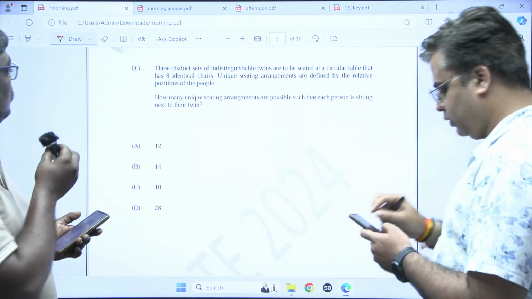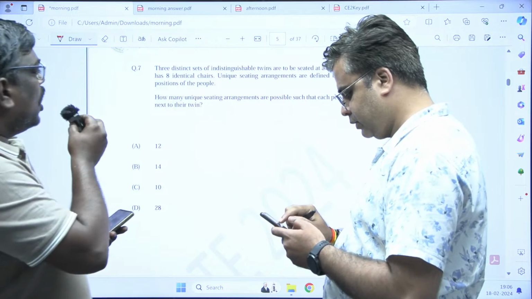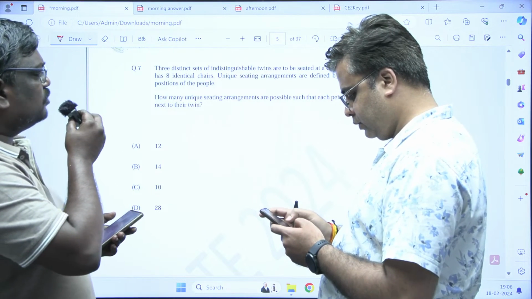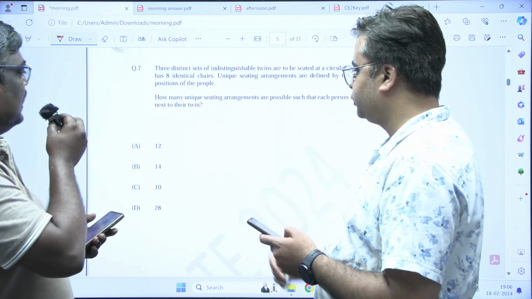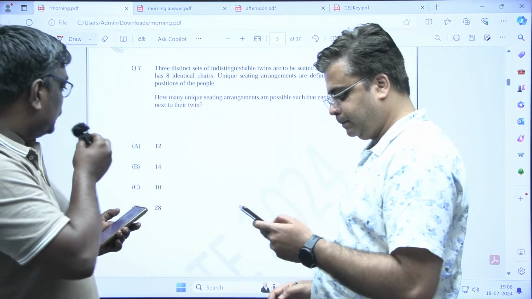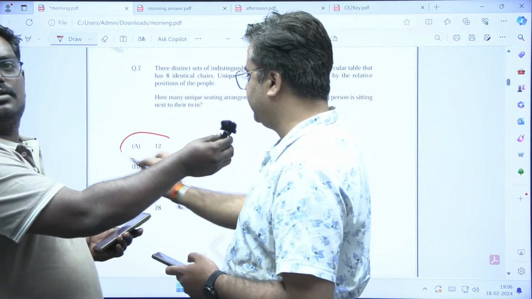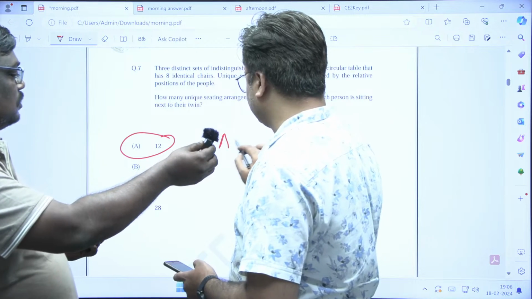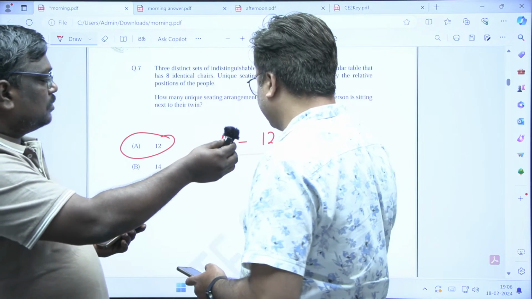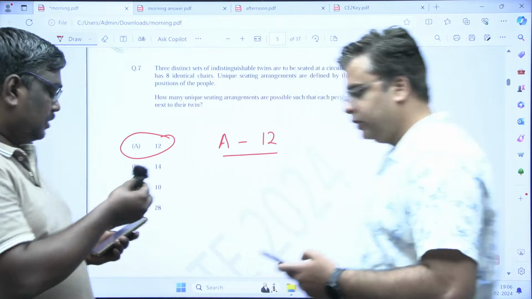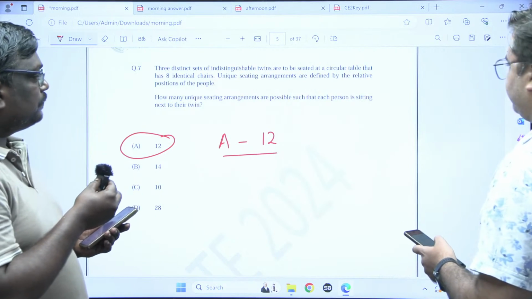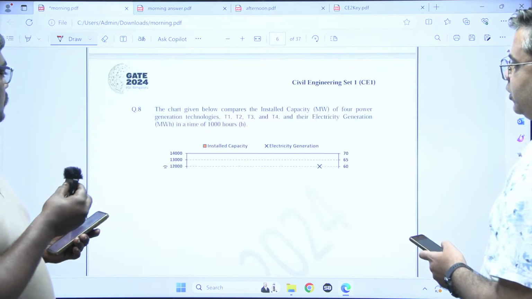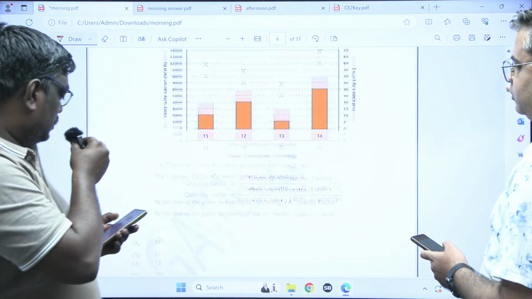See, students, how many unique seating arrangements are possible such that each person is sitting next to their twin? I think it is 12. Right, sir? Yes, sir. Option A is the correct answer. That is option A, which is 12, is the correct answer for this question. Okay, sir. Next, moving on. You have question number 8. I think it is T.